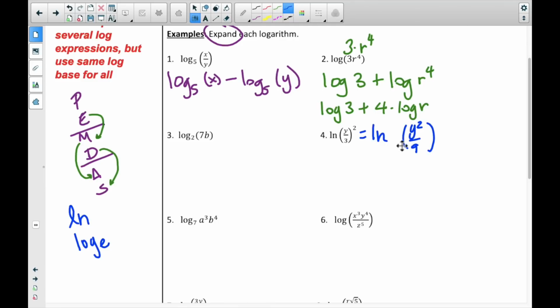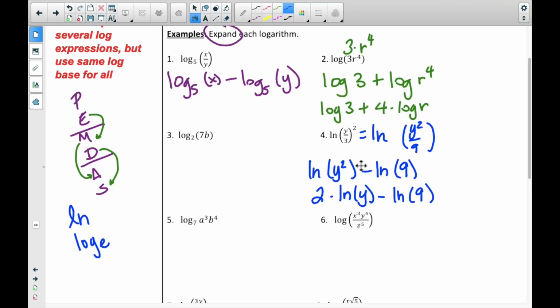Okay, let's keep going. So we have a division problem. Division means subtraction. So we're going to have the natural log of y squared minus the natural log of 9. Division, subtraction. One more thing is this second power. Exponents, we multiply. So we're going to take that 2 and bring it out front, and we're going to say 2 times the natural log of y minus the natural log of 9. And then we're done expanding. That's as far as it can expand out.